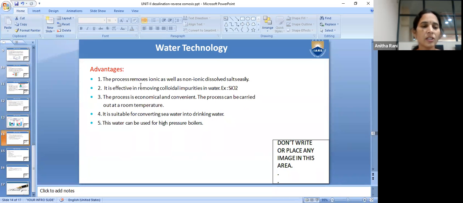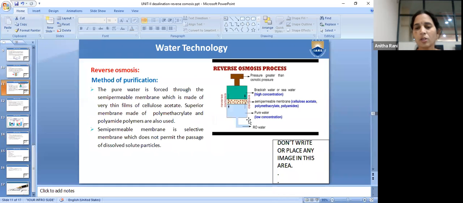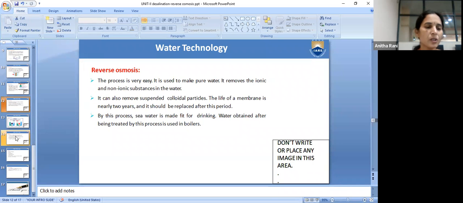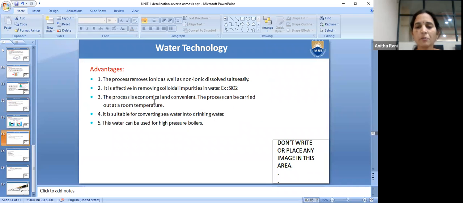Now, what are the advantages? By this process, as I already told you, we remove ionic as well as non-ionic dissolved salts easily. We can remove colloidal impurities, for example, silica oxide. This process is economical and convenient. The semi-permeable membrane is also not very costly, and the arrangement is very easy and simple. The process can be carried out at room temperature. So this is the advantage.